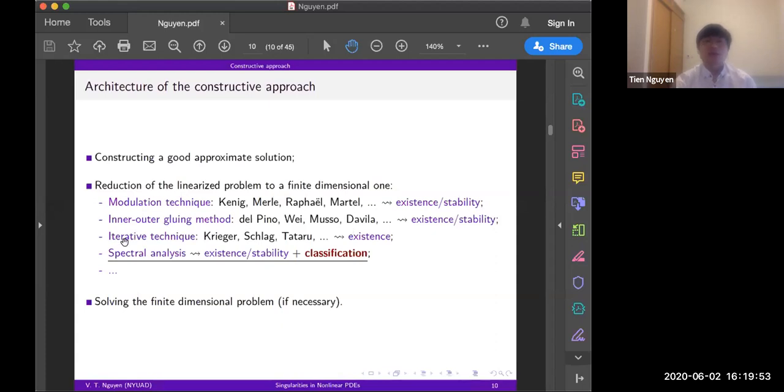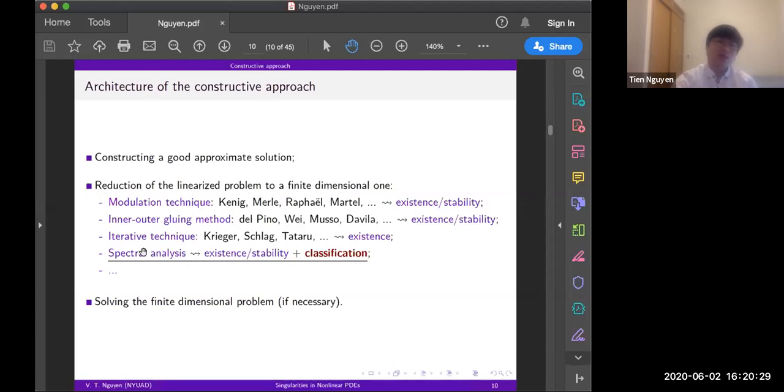The third one is the so-called iterative technique developed by Krieger, Schlag, and Tataru. This will give you the existence, but the question about the stability is not clear to me. And the one I would like to talk about is the spectral analysis. This one will give you both existence and stability of a solution in a natural way, and the spectral analysis also gives you a hint toward the classification question.